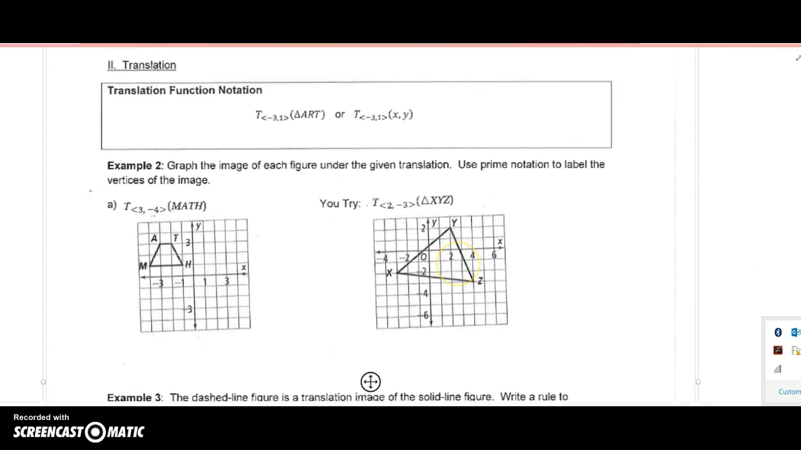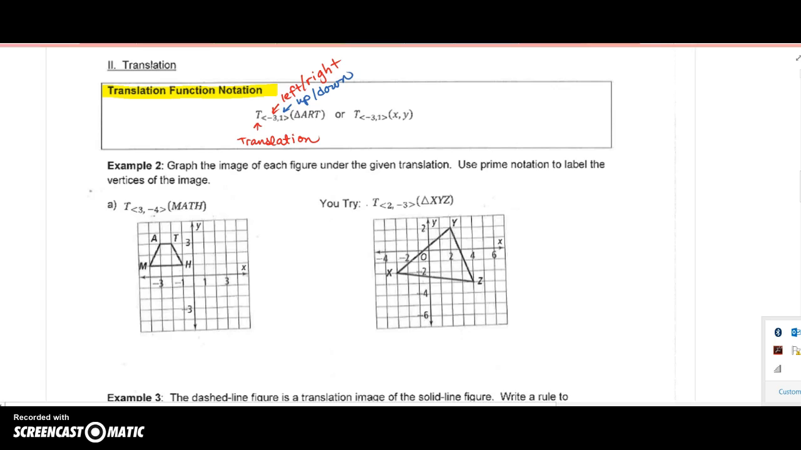All right, so let's look at our first transformation here. Let's look at the translation. The notation for that is the T stands for translation. Then the first number in those angle brackets tells us whether we are going to move left or right. If it's negative, you'll move left. If it's positive, you move right. And then the second number is going to tell us if you're moving up or down.